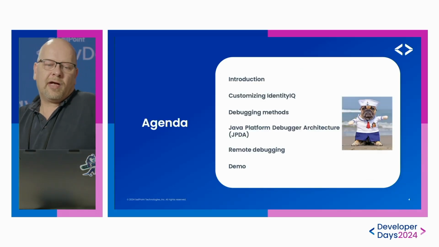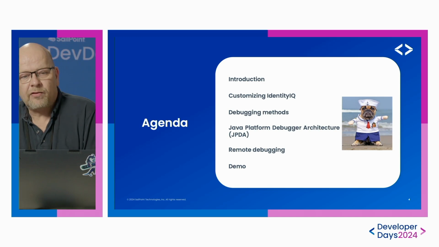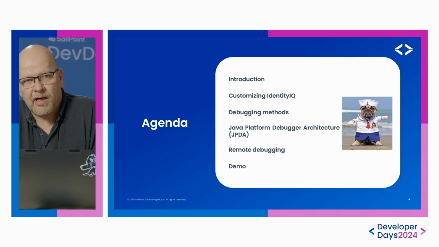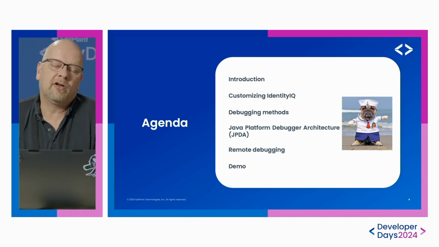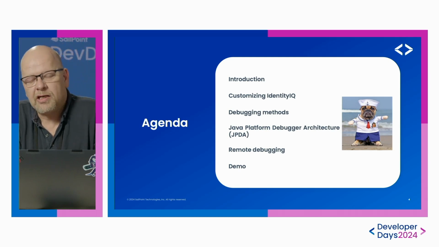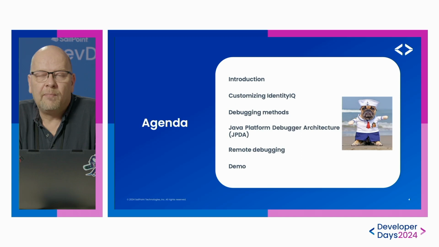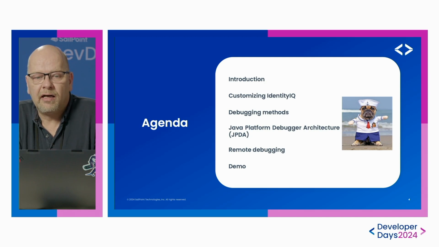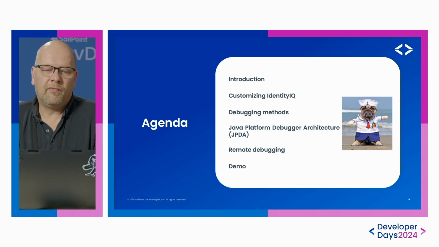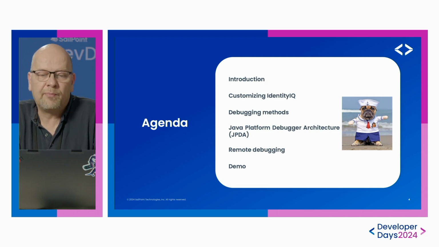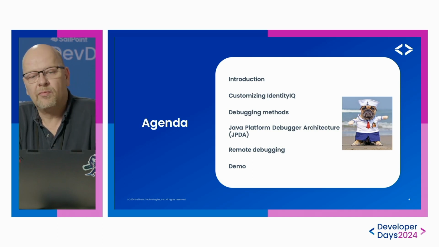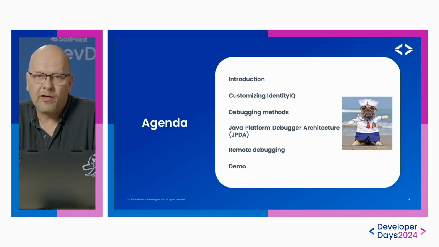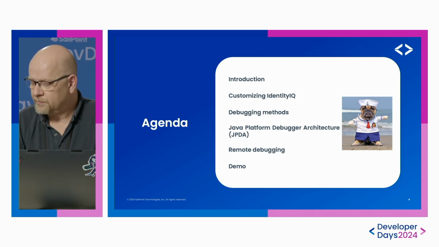So, what will I be talking about today? It's about the ways of customizing IdentityIQ. What can be done, what cannot be done, what should you do? Explain a little bit about different possibilities to debug, the debugging methods, and then for my demo I need to explain what the Java debugger architecture is, and I will try to explain and show as well how to debug live Java code in an application server.